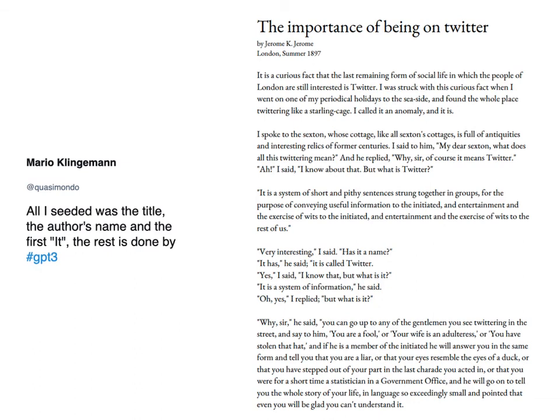London in summer 1897, about the importance of being on Twitter. Let's do a little reading. "It is a curious fact that the last remaining form of social life in which the people of London are still interested is Twitter. I was struck with this curious fact when I went on one of my periodical holidays to the seaside and found the whole place twittering like a starling cage. What does that even mean? I called it an anomaly, and it is." Okay, that was kind of coherent.